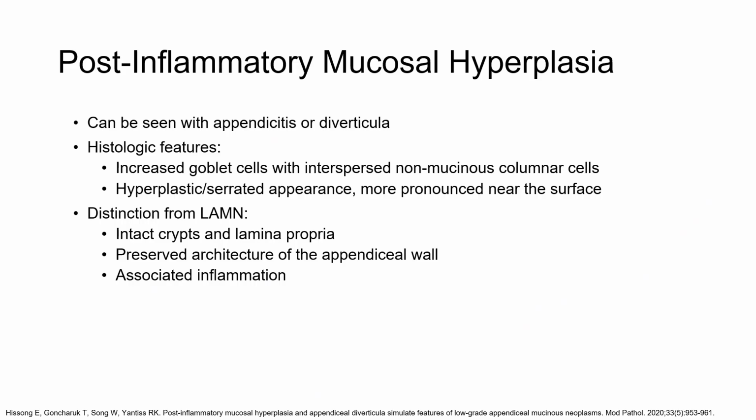Post-inflammatory mucosal hyperplasia is another potential mimic of LAMN, which can be seen in the setting of appendicitis or diverticula. Histologically, you're going to see increased goblet cells with interspersed non-mucinous columnar cells, and it can have a hyperplastic or serrated appearance, more pronounced near the surface rather than the bases of the crypts. This can be distinguished from LAMN because it has intact crypts and lamina propria, preserved architecture of the appendiceal wall, and often some associated inflammation, particularly if this is in the setting of appendicitis.